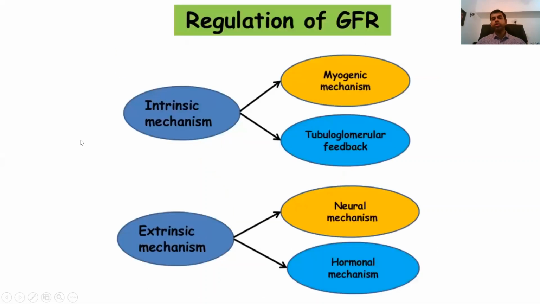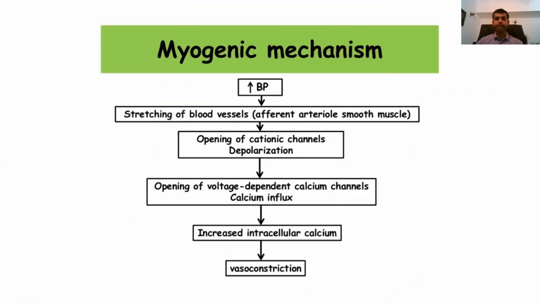However, this glomerular filtrate is regulated by many intrinsic and extrinsic mechanisms. The myogenic mechanism and the tubuloglomerular feedback mechanism are the predominant intrinsic mechanisms. And from outside the kidney, you have the nervous system and the hormones that regulate the glomerular filtration rate.